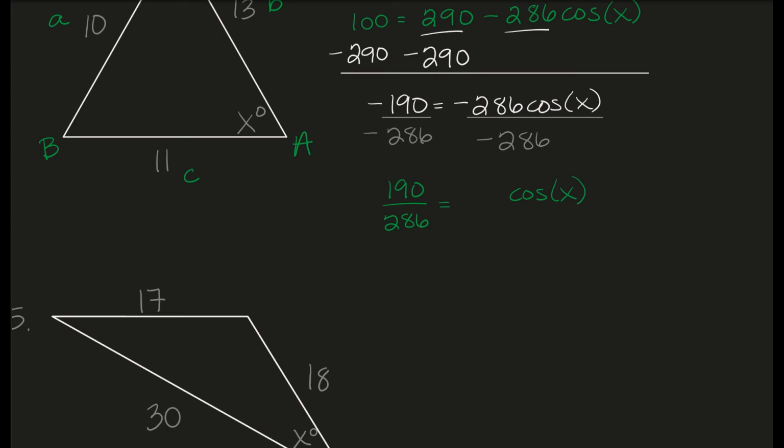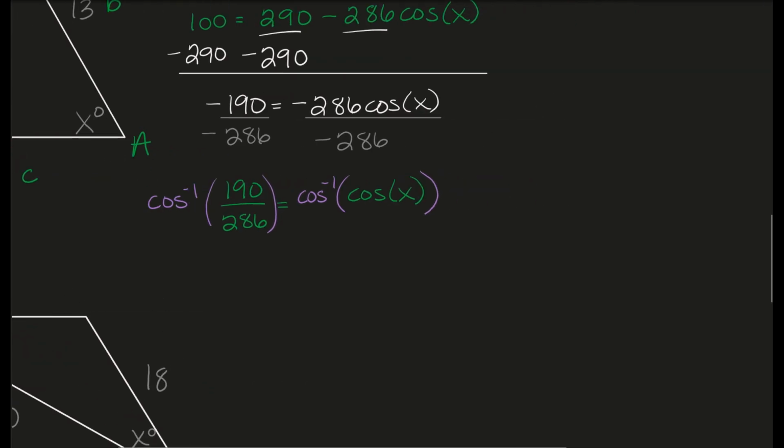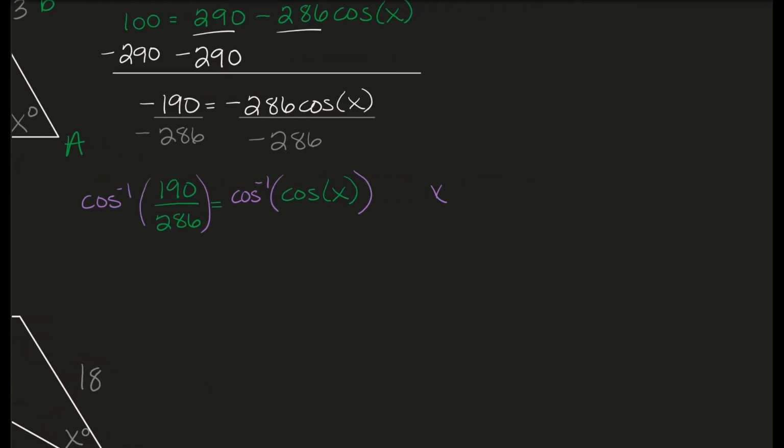We'd have to reduce it to 1. And the way you reduce a function to 1 is you multiply by its inverse. So if I do it to one side, I have to do it to the other. So here, the value of X is going to equal inverse cosine of 190 divided by 286.